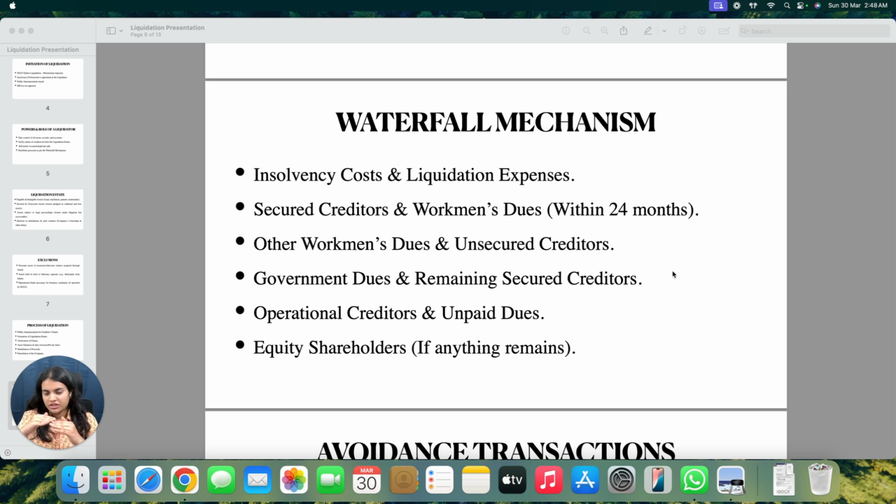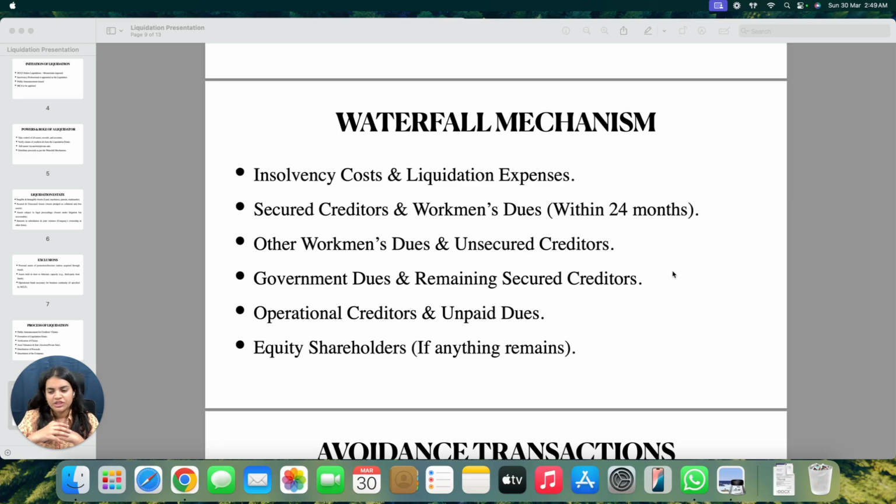Then, after secured creditors comes other workmen's dues, the preceding 12 months, and unsecured creditors. Here again, both of these stand on equal footing and are pari passu. Next, government dues and remaining secured creditors.